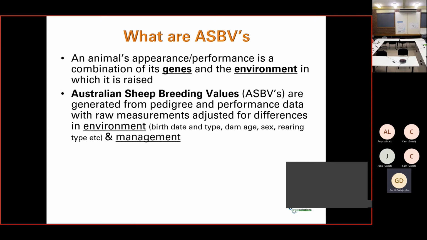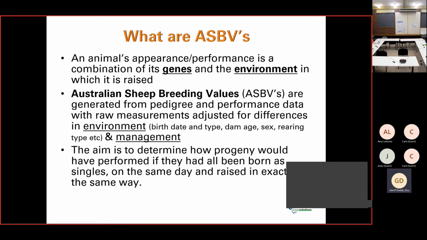Environmental things include things like age or birth date, the type of birth, was it born as a single or a twin or a triplet, the age of the dam, sex of the animal, and the rearing type. The aim overall is to determine how progeny would have performed if they'd all been born as singles on the same day and raised in exactly the same way. So Sheep Genetics Australia, that controls the databases for LAMBPLAN, MERINOSELECT and the Dohne databases, for example, are trying to take out all of the background environmental influence.